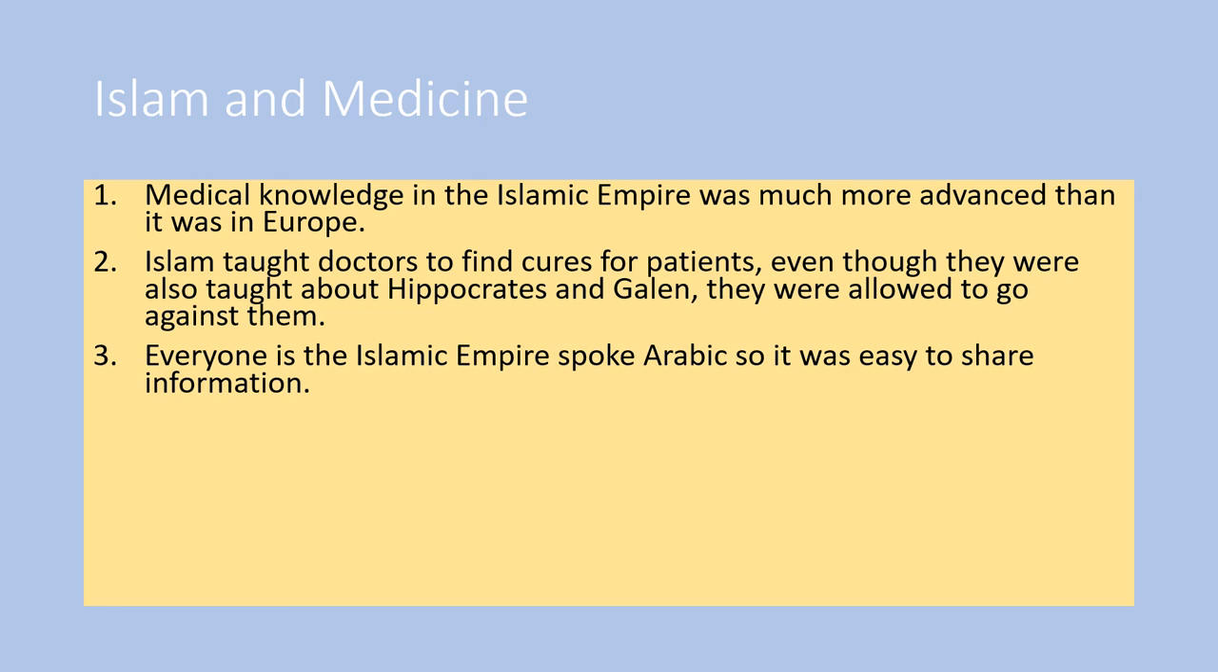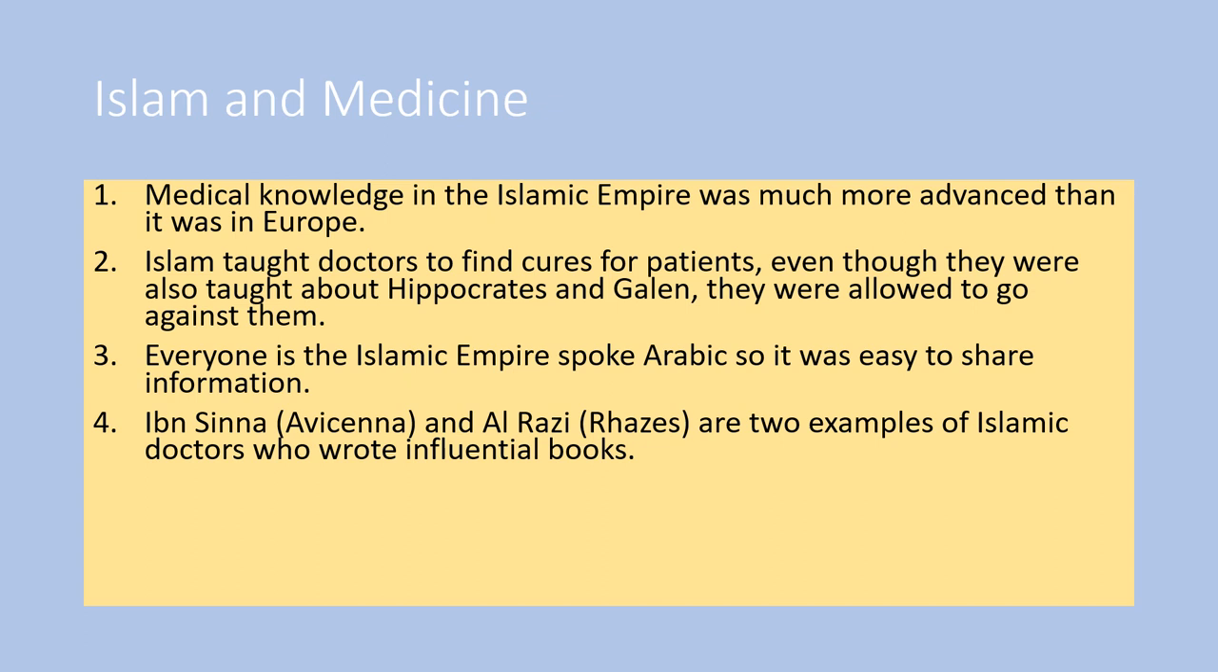Two individuals that you can reference in regards to progress in Islamic medicine are Ibn Sina, or the European name Avicenna, and Al-Razi, or Rhazes. They are two influential Arabic doctors, Islamic doctors, who wrote lots of influential books. If you want to know more details about them, again, check out my Individuals in Medicine video, where I go through some details about them.